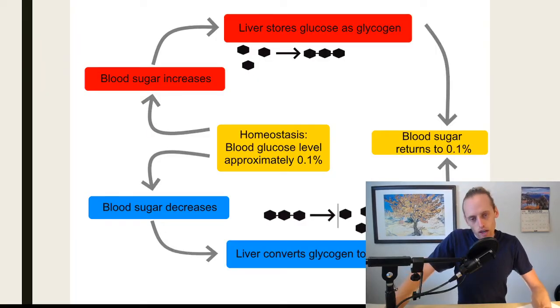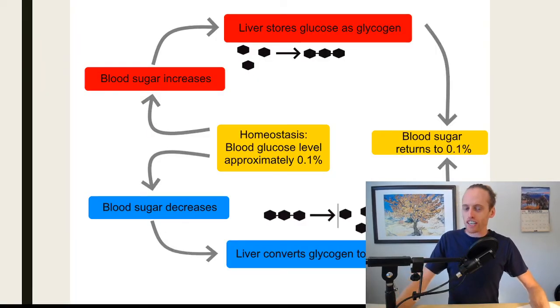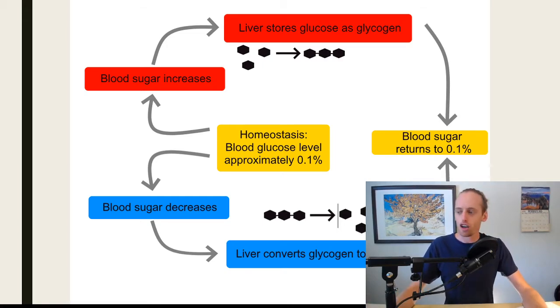So what happens when we're developing it? Let's start with when we eat. When we eat food, our blood sugar rises because the food starts to enter our bloodstream in the form of sugar. So blood sugar increases, as you can see in the red right here.